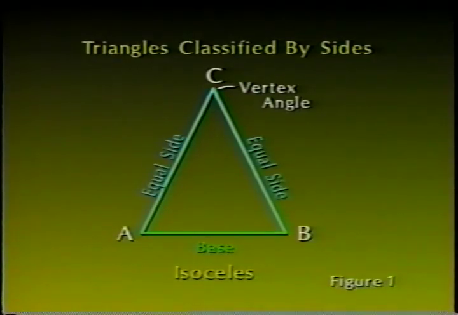First, we will look at the triangles classified by sides. The first of three types of triangles classified by sides is shown as figure 1 in this graphic. This triangle is called an isosceles triangle and is distinguished by having 2 equal length sides. Note that the unequal side is called the base and that the angle opposite the base is the vertex angle.